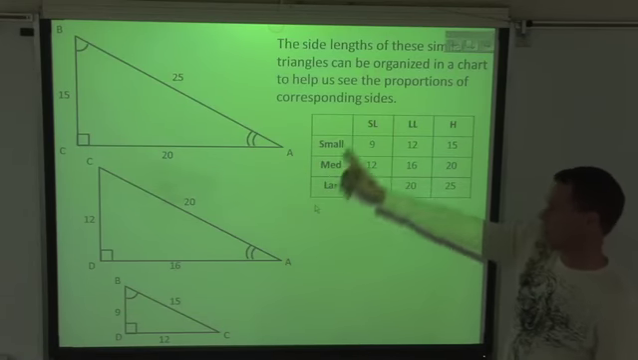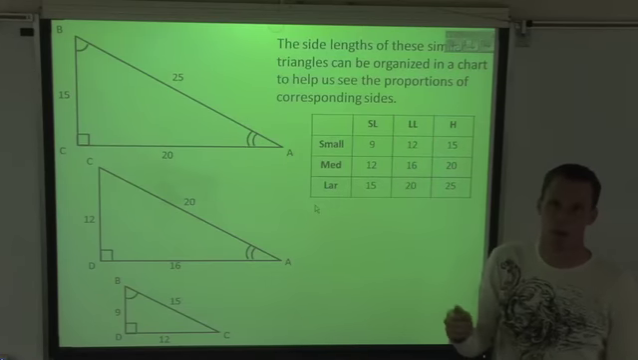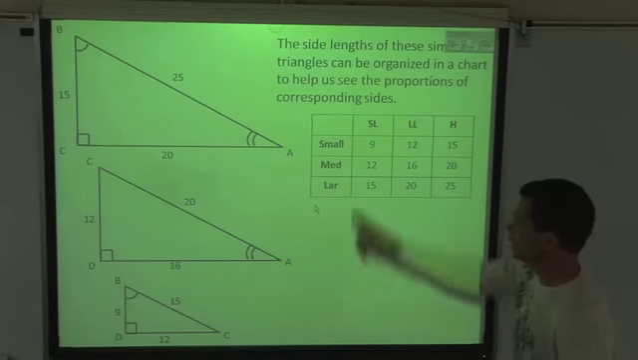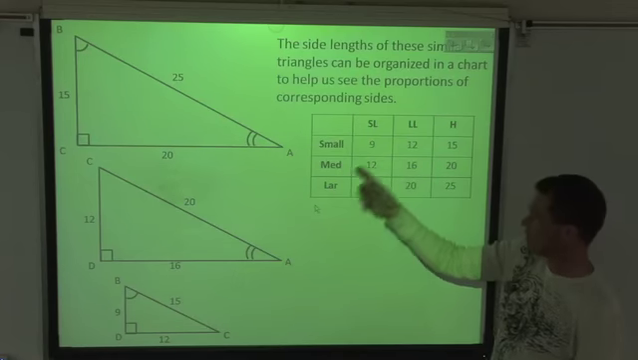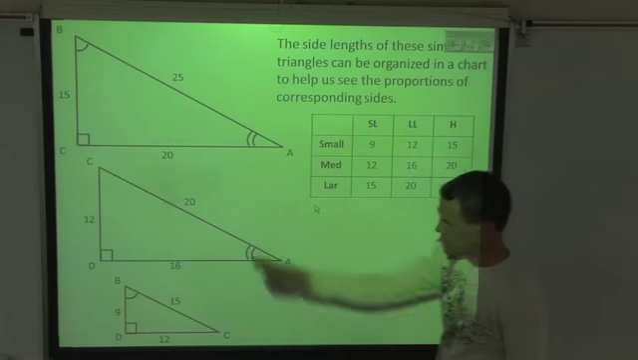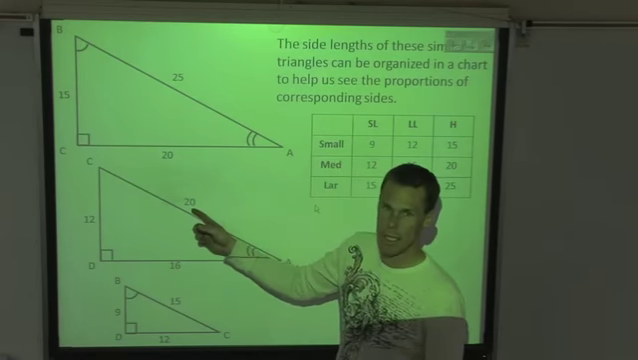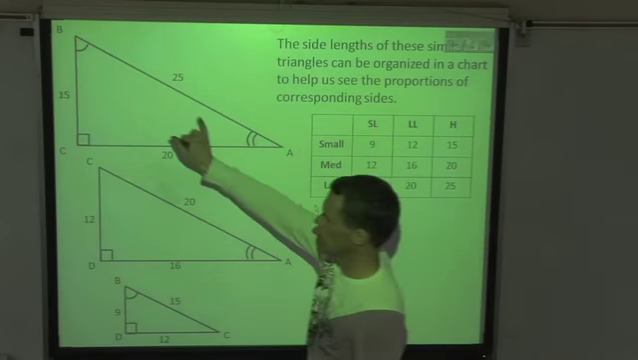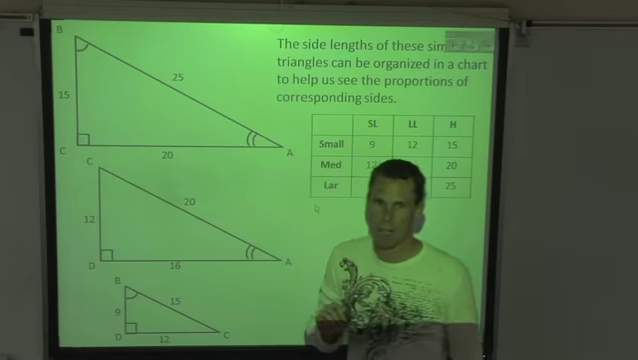All three of these triangles have a short leg, a long leg, and a hypotenuse. The hypotenuse is the side across from the right angle. So, the small triangle down here has a short leg of 9, a long leg of 12, and a hypotenuse of 15. Medium triangle, short leg of 12, long leg of 16, hypotenuse of 20. And the large triangle has a short leg of 15, long leg of 20, hypotenuse of 25.